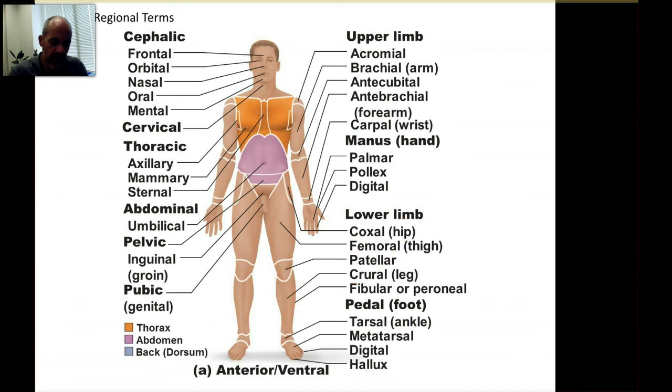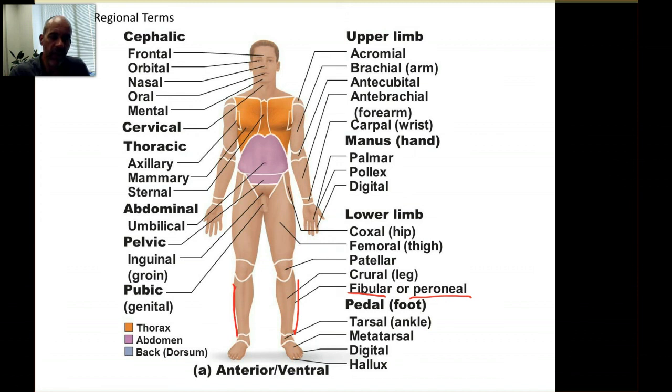I'm going to erase those. Fibular or peroneal. You may hear both of those used. That is, you have two bones in the lower leg. The larger one is called the tibia, and then you have one over on the lateral side, over here, and that is called the fibula.